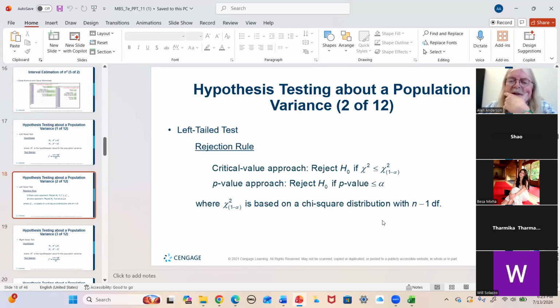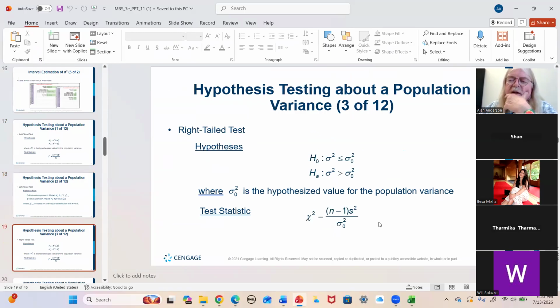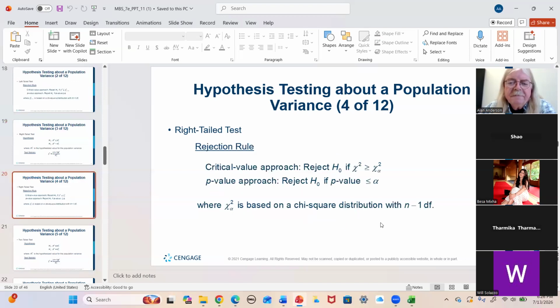Now, you see, now they're going to talk about the p-value approach. What they're doing here is they're interpolating from the table. We don't need to do that. We can do that in Excel, but when we're using the calculators, I think it's easier to just use the critical value test statistic approach. That's just my opinion.